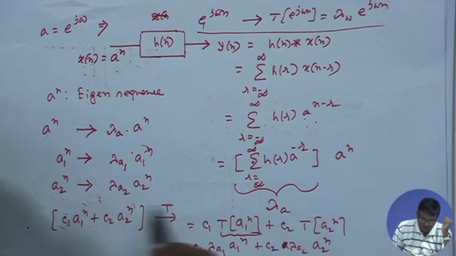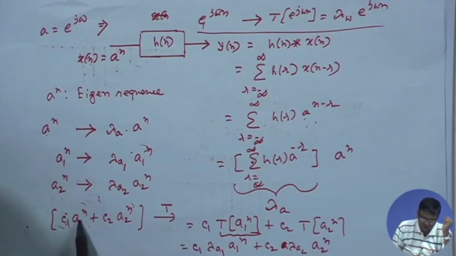Response due to this part: T working on c1 a1 to the power n. Because of linearity, c1 is a constant, so c1 will go out, T will work directly on the sequence, and this response is multiplied by c1. And again, c2 into a2 to the power n, T working on that.